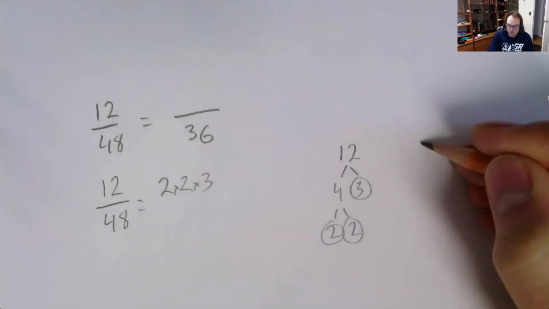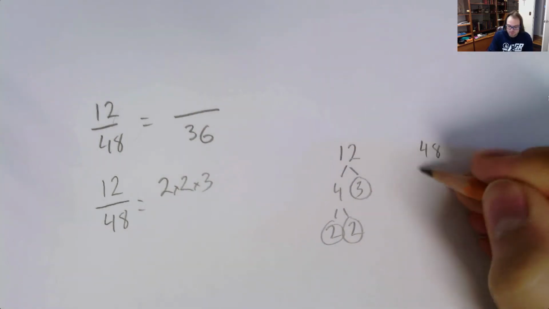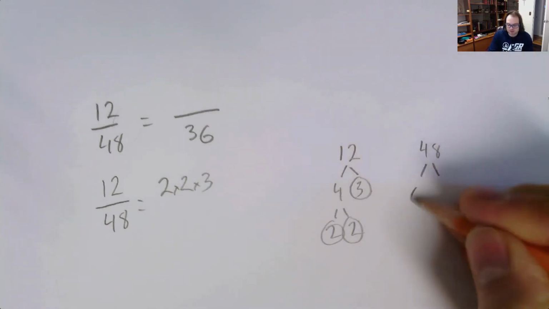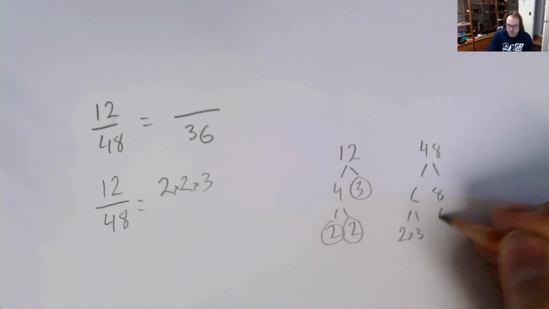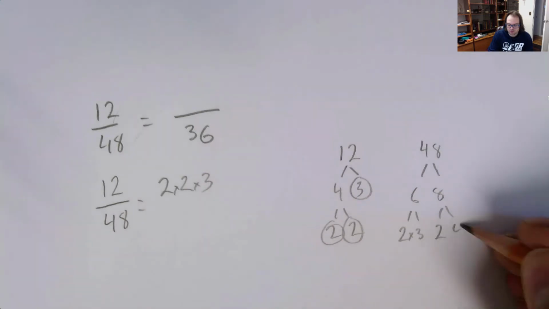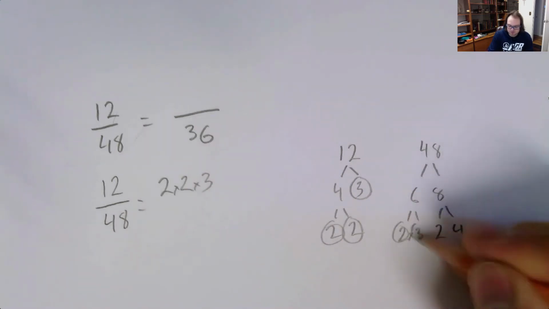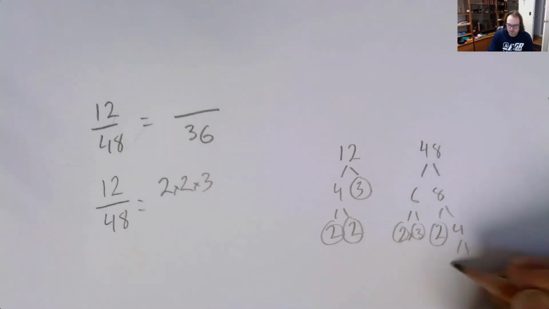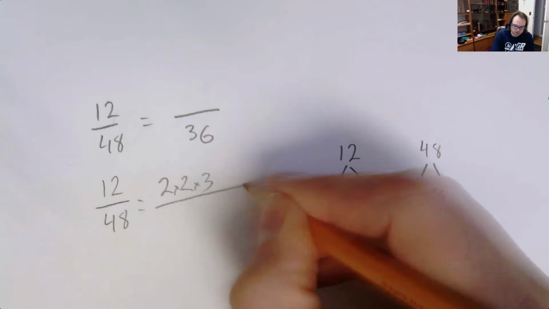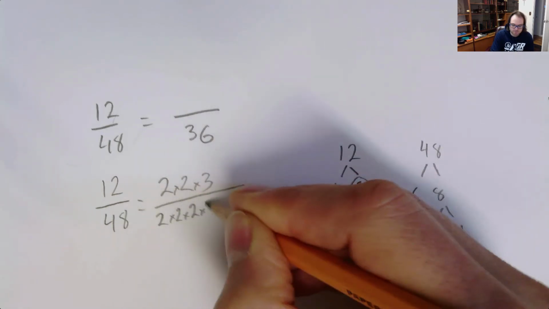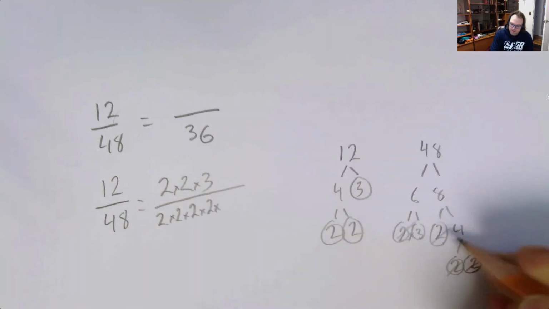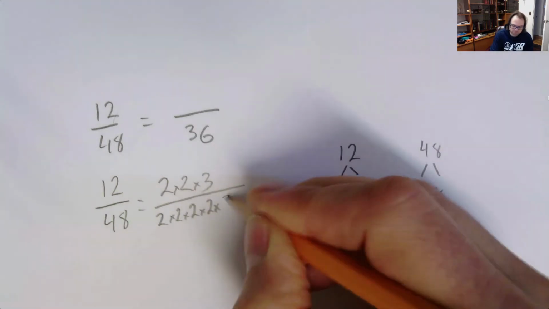Now let's look at 48. 48 is the same thing as 6 times 8. This is 2 times 3. This is going to be 2 times 4. Circle the primes I have so far, and then I'm going to have 2 times 2. So altogether I have 1, 2, 3, 4 2's on the bottom, and I'm going to have 1 3.